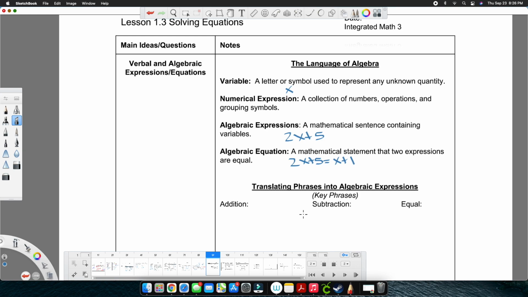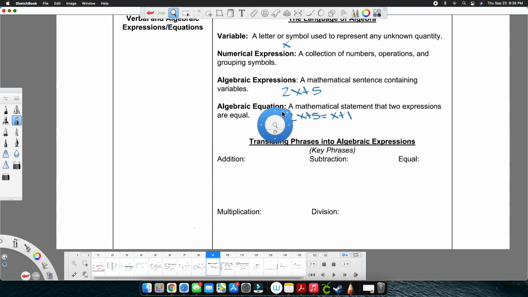So if we scooch down here, we will see what we want to do is focus in on some key words and phrases for these types of operations. And this is for translating algebraic expressions or equations. And since we have equal here, this would also include equations, from a verbal expression into an algebraic either expression or equation.